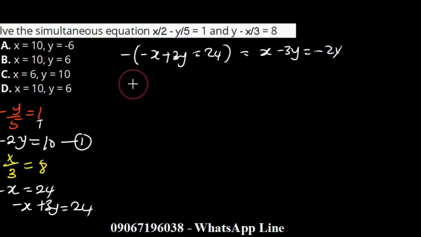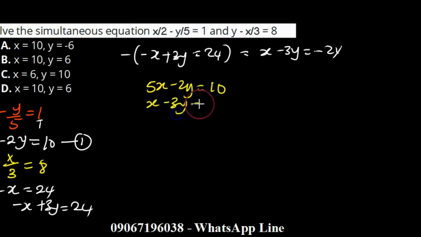The two equations, we're going to combine the two equations now. The two equations that we have are 5x minus 2y equals 10, and the second equation is x minus 3y is equal to minus 24. We have to use the substitution method. We're going to use the substitution method in this. What I'm going to do by that is to multiply.